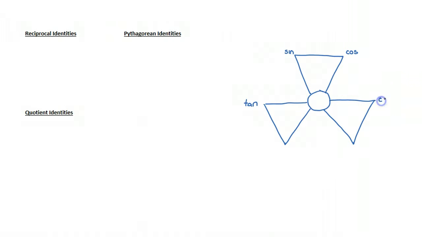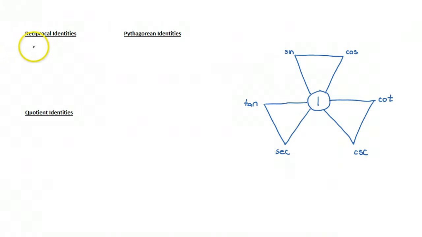So across from cosine is secant, across from sine is cosecant. The first thing that you can read from this, we put a 1 in the middle. So again, 1 in the middle, cos, sine, tan, and then directly across is the reciprocal. So the first thing we can read from this is the reciprocal identities.